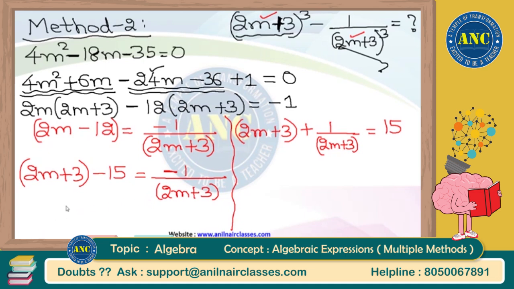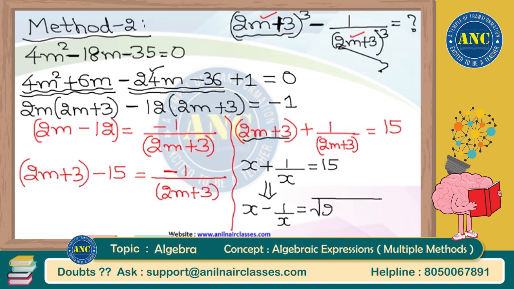Now to avoid confusion, just do one simple thing, put 2m plus 3 as x. That means they are giving you the value of x plus 1 by x as 15, and they are asking you the value of x cube minus 1 by x cube. But to get x cube minus 1 by x cube, I should not have x plus 1 by x. I should have x minus 1 by x. So if I know x plus 1 by x as 15, x minus 1 by x will be the square root of 15 square minus 4. 15 square minus 4 is 221. That means x minus 1 by x is root 221.